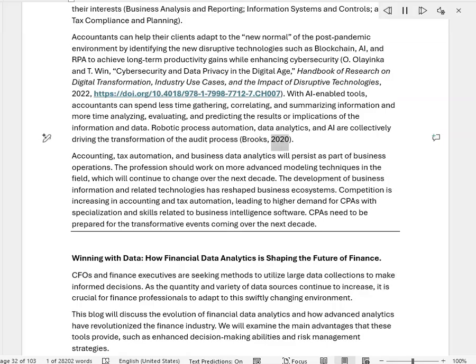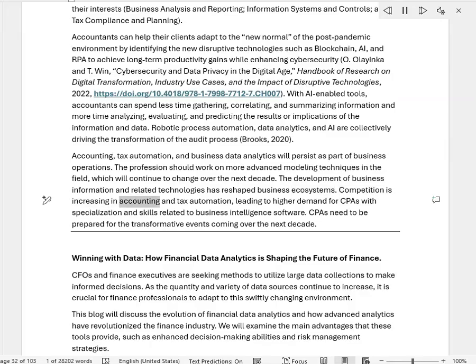Brooks, 2020. Accounting, tax automation, and business data analytics will persist as part of business operations. The profession should work on more advanced modeling techniques in the field, which will continue to change over the next decade. The development of business information and related technologies has reshaped business ecosystems.